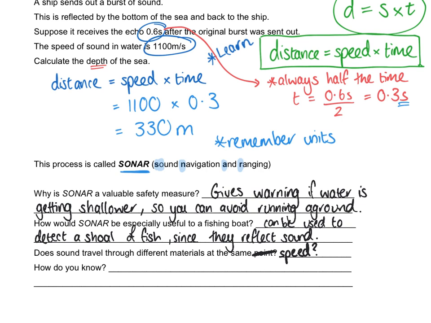Next question was, does sound travel through different materials at the same speed? So you're thinking, does it travel at the same speed through water as it does through air?